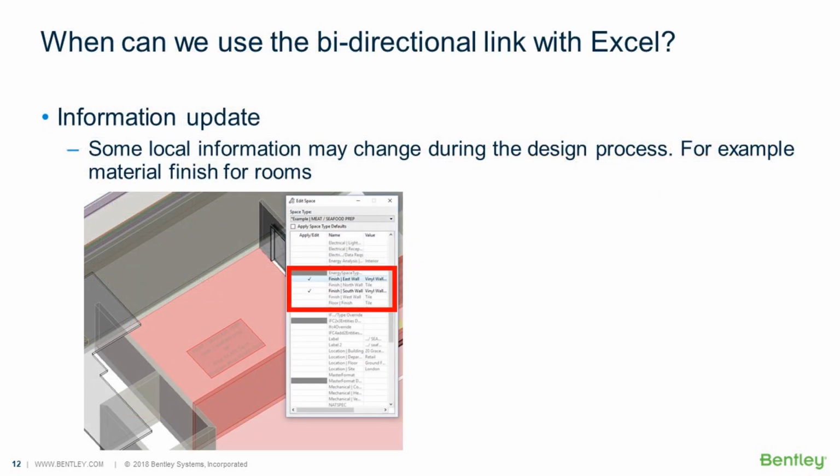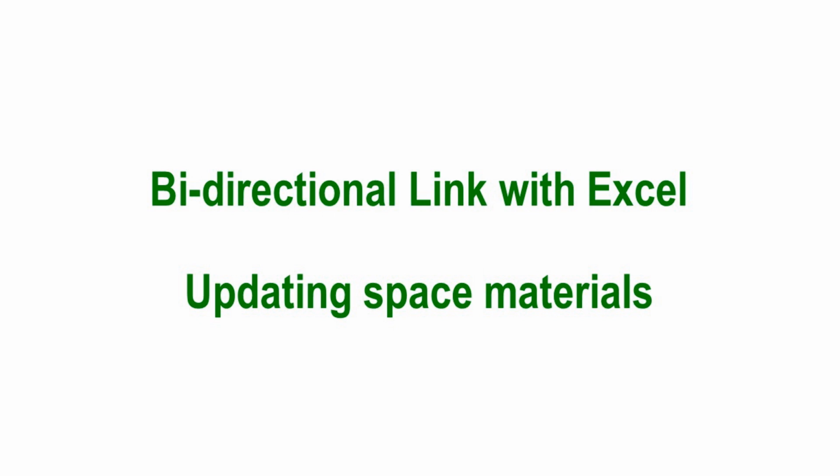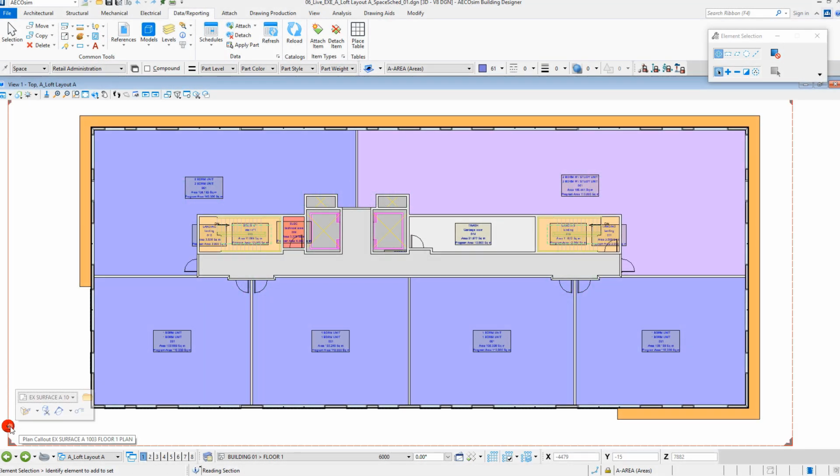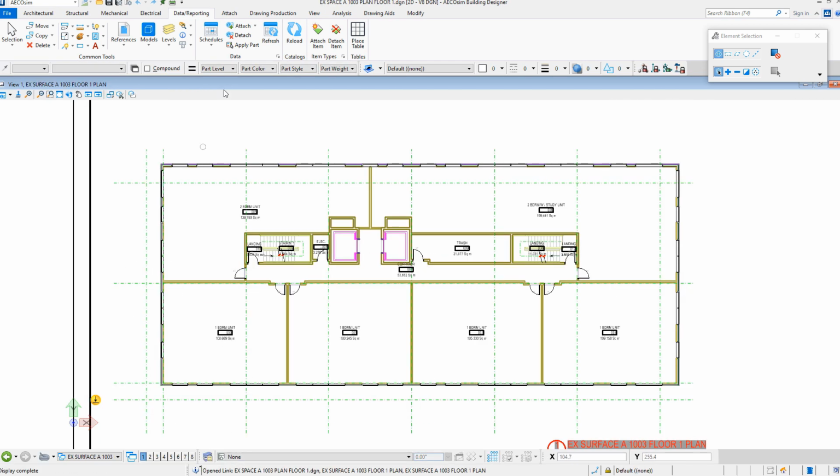As we can see in this Edit Space Property dialog, some local information may change during the design process, and it is easier and faster to edit it using the Excel interface instead of editing information locally object by object. Excel helps to duplicate information quickly for various objects. For example, we can quickly edit the materials for a room. In this video, we will see how we can update the materials in one shot for different rooms. Updating the materials one by one will take some time, and using the bidirectional link between AECOsim Building Designer and Excel can save a lot of time.